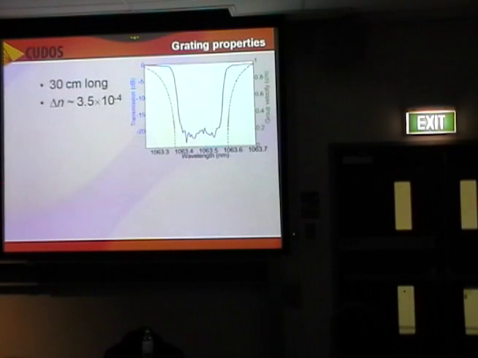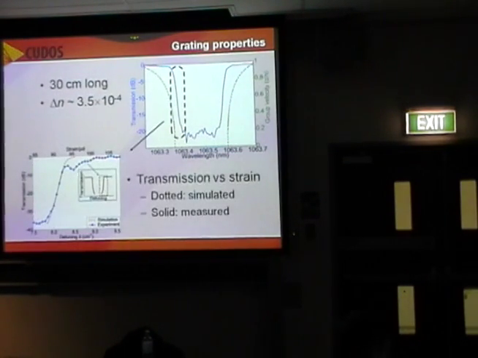So this is the grating spectrum. The blue is what we measure. It's quite a deep grating, and the green is what we would calculate for its group velocity. Right near the edge, you can see the group velocity goes to zero. And this is, again, measured as a function of the strain on the grating.